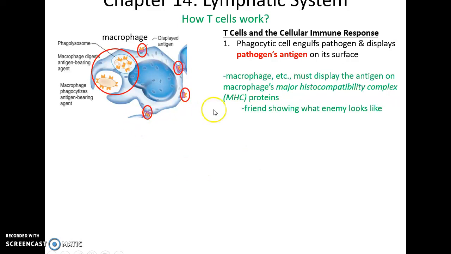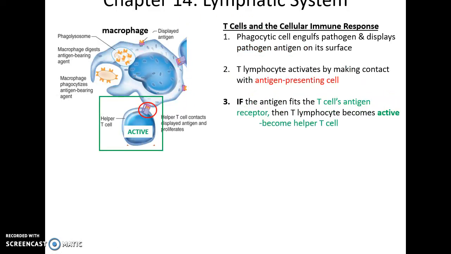These are displayed with the macrophage's own major histocompatibility complex proteins. That way, everyone knows that what's showing this antigen is actually one of our own cells. It's not the actual pathogen itself. Then, a T lymphocyte that is specific to that antigen, and only that antigen, will make contact, cellular contact, with the macrophage displaying the antigen. And if it is a fit, the T lymphocyte becomes active.